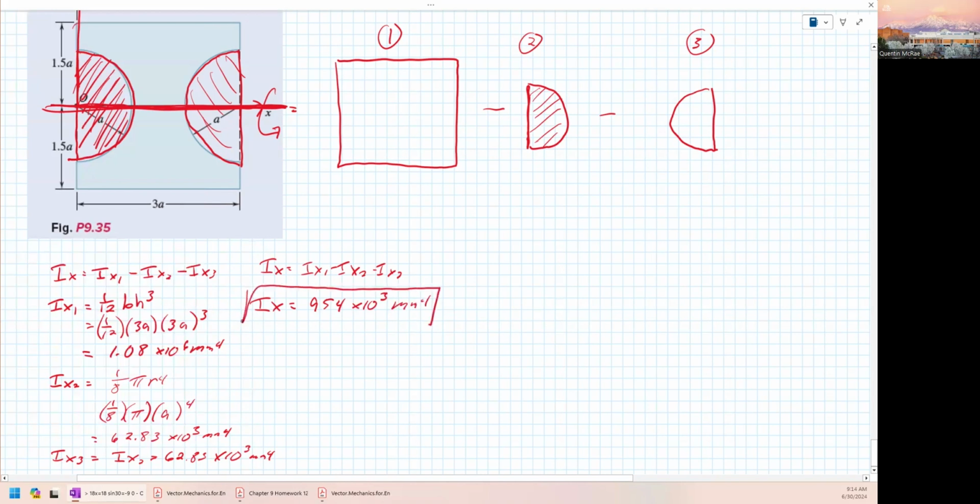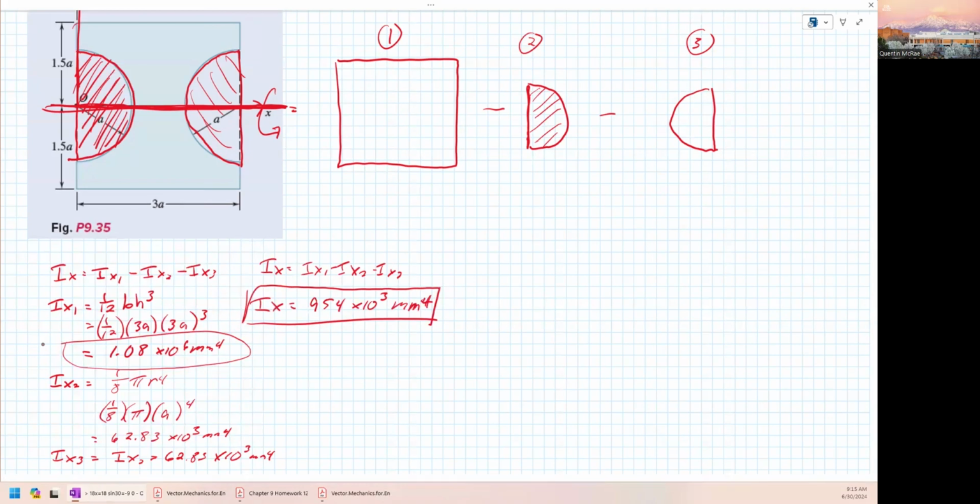So I personally haven't built up an intuitive sense of the values, but it should be less than this, right? Because you're removing stuff from it, so it should make it even easier to rotate around that axis. So it's going to be less than that. And yeah, we're going with that. So there we go. That is our IX.